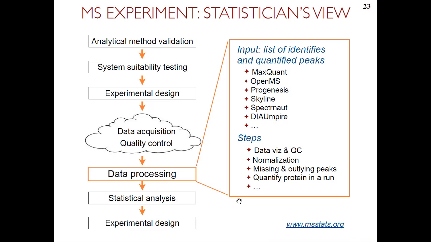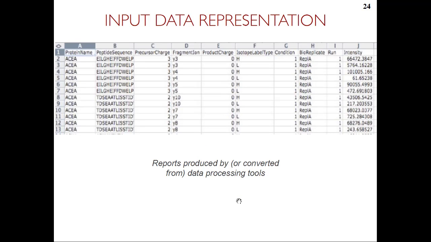Okay, data processing. So we would work with the tools that do the work up to a point where we can export data into R in some sort of a tabular format. And this is an example of what the format looks like. Essentially, in this format, every row is a peak. In SRM, it would be a transition. In DIA, it will be a fragment. In DDA, it will be a peptide ion. And it's annotated with a protein name, peptide name, charge, fragment, and then label.